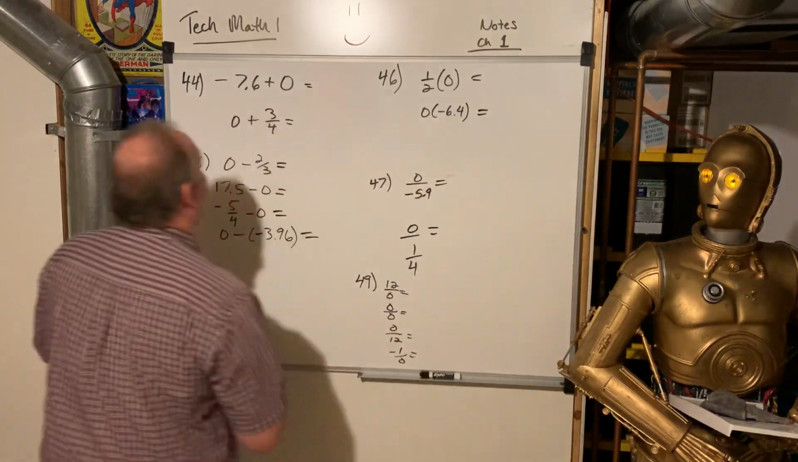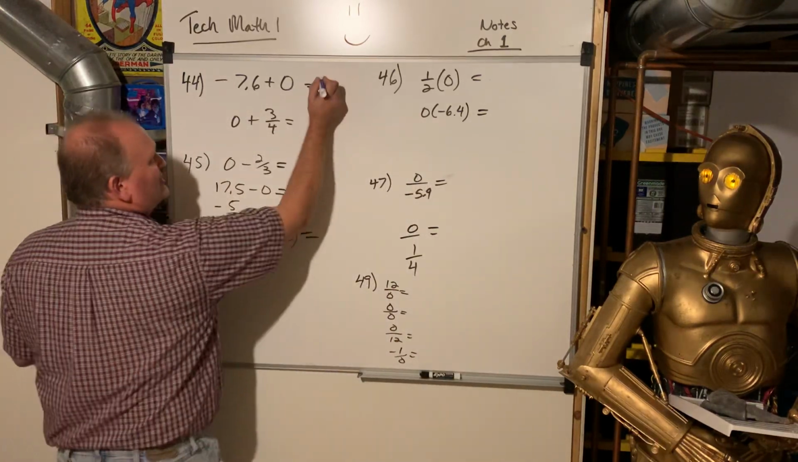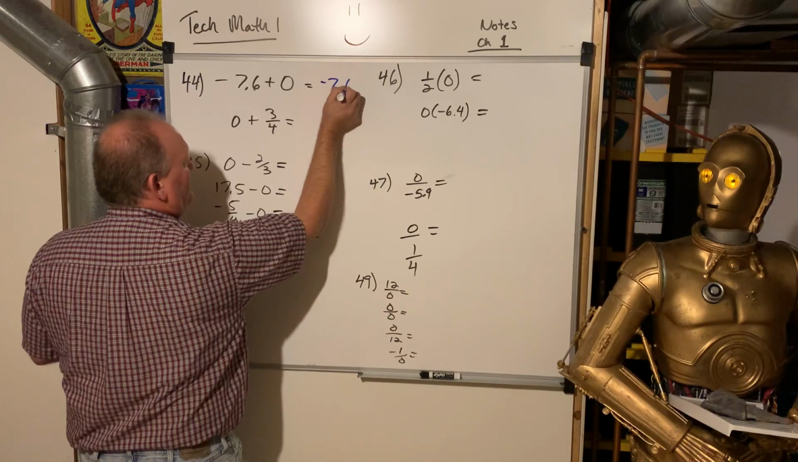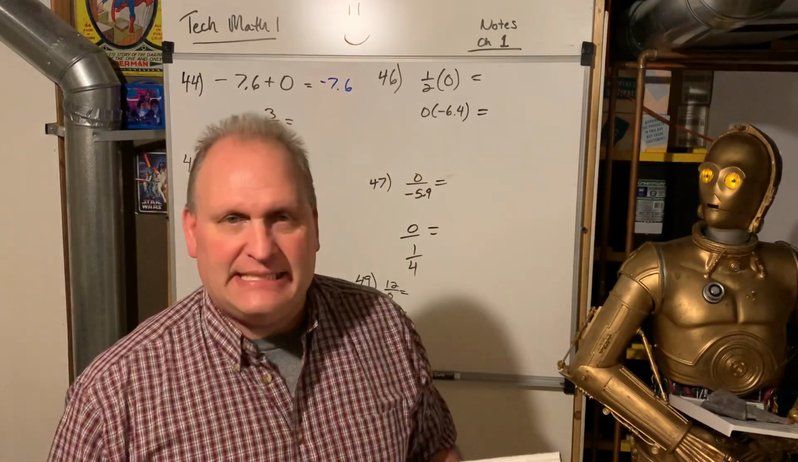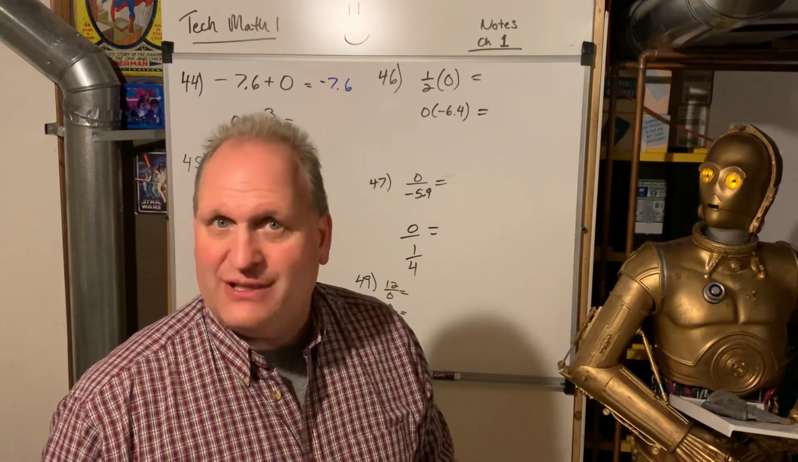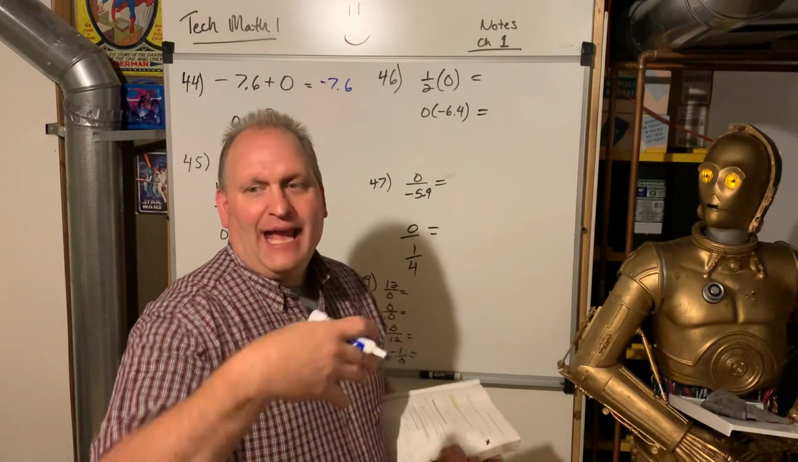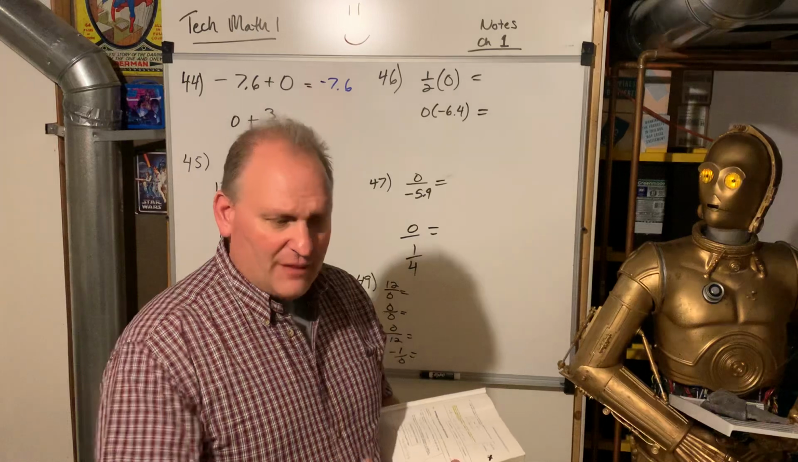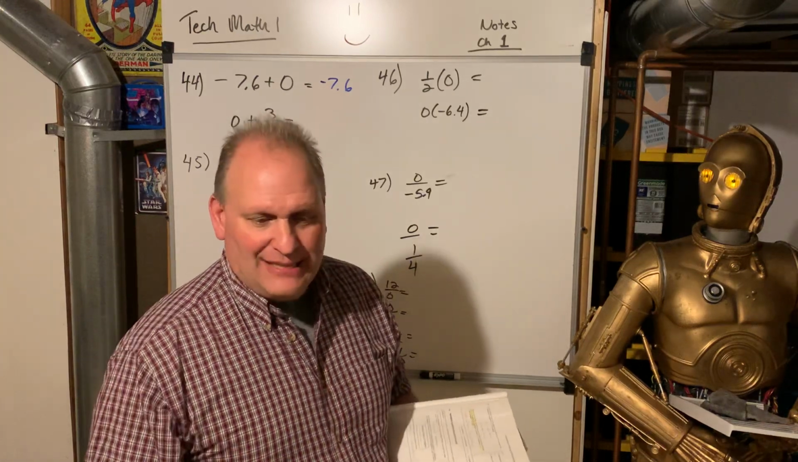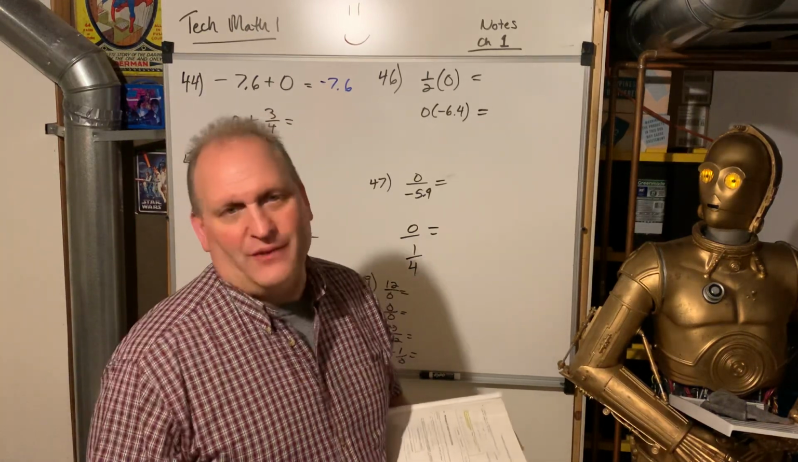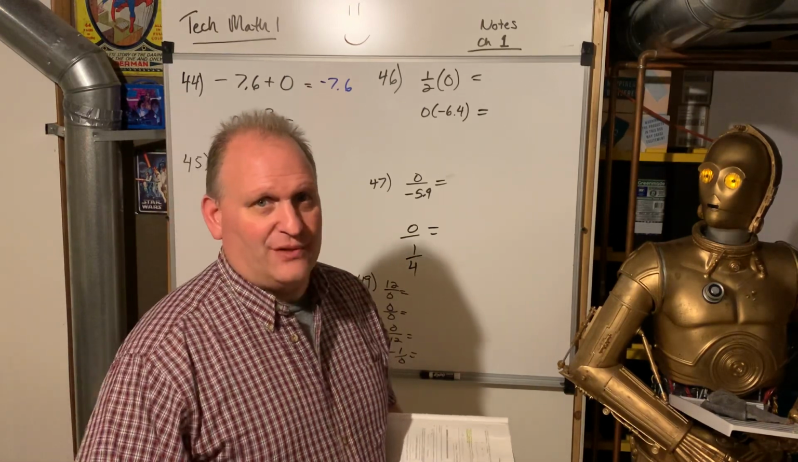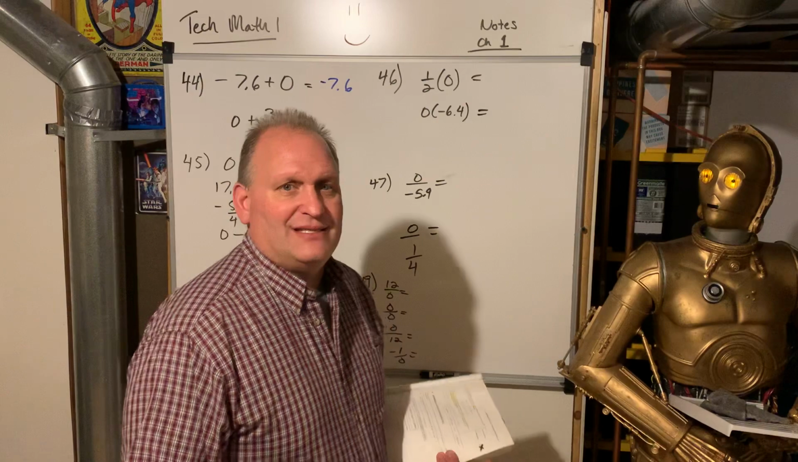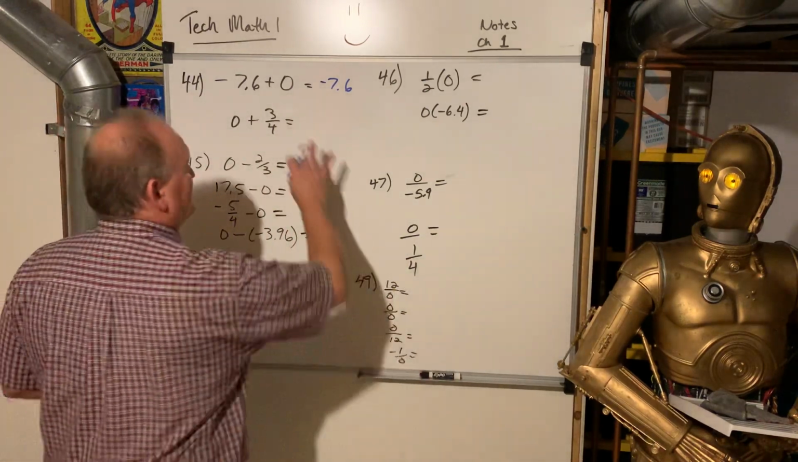We've got negative 7.6 plus 0. That's just negative 7.6, of course. Actually, adding 0 is called the additive identity, the identity for addition. When you think about adding, you combine things, and an identity means you end up with what you started with. If I say 7 plus 0 is 7, see, I ended up with what I started with. So that means the additive identity is adding 0.